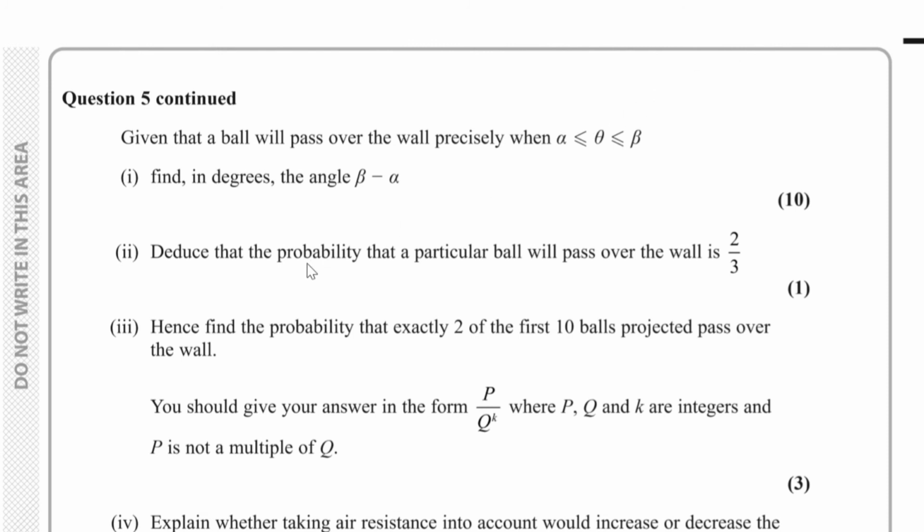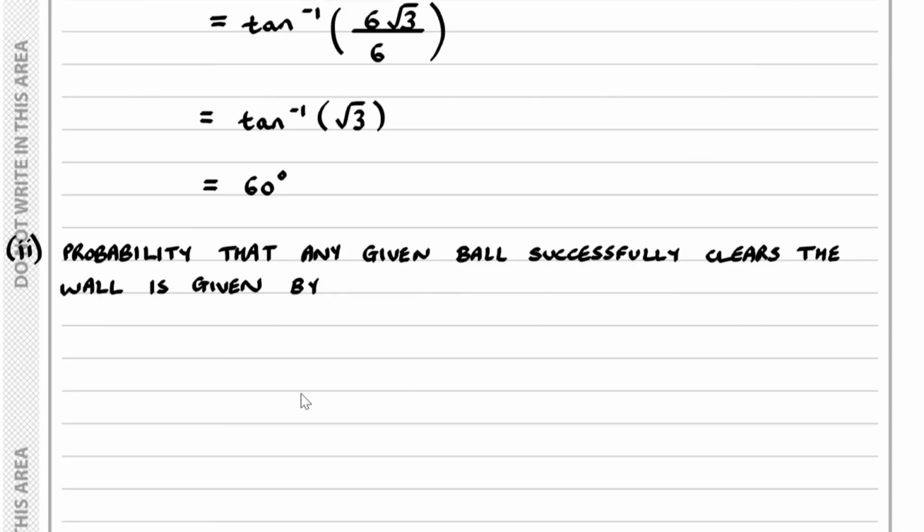Now for the next part, we have to deduce that the probability that a particular ball will pass over the wall is 2/3. The probability that every given ball successfully clears the wall is given by P equals 60 degrees divided by 90 degrees, which is 2/3.